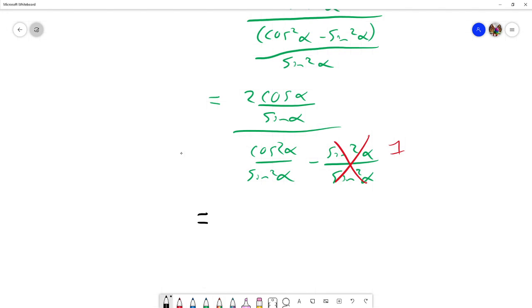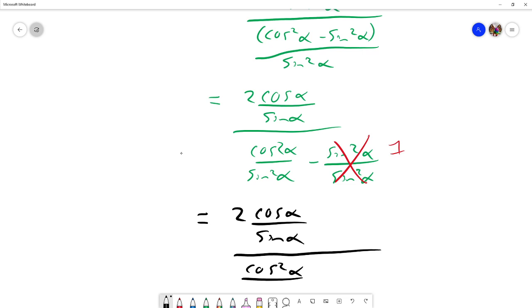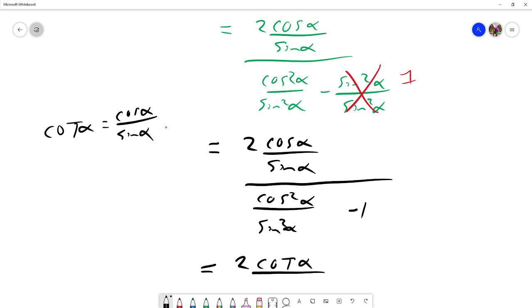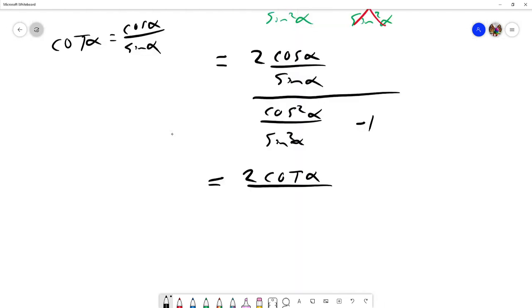So we get 2 cosine alpha over sine alpha divided by cosine squared alpha over sine squared alpha minus 1. So if we note that cotangent alpha is equal to cosine alpha over sine alpha, we can now express this in terms of cotangent. So 2 cotangent alpha over cotangent squared alpha minus 1.